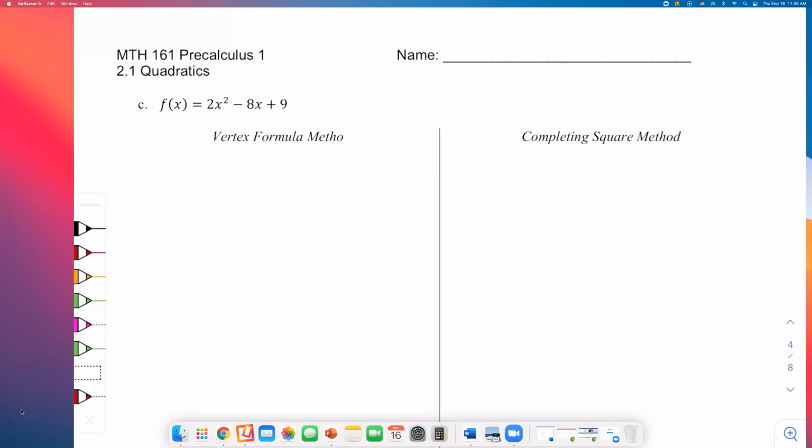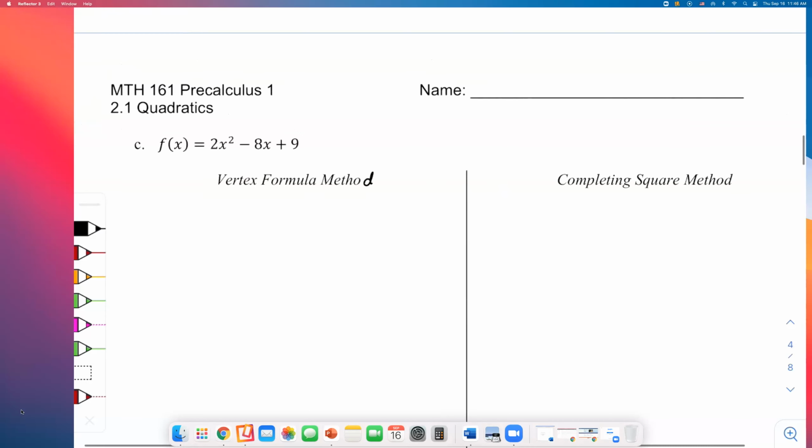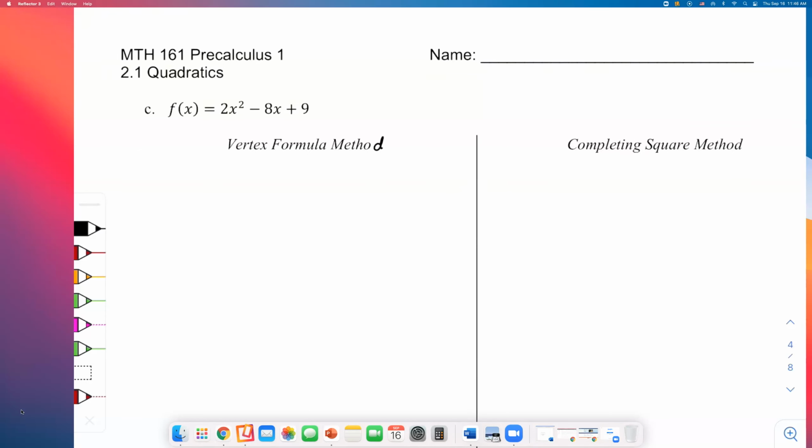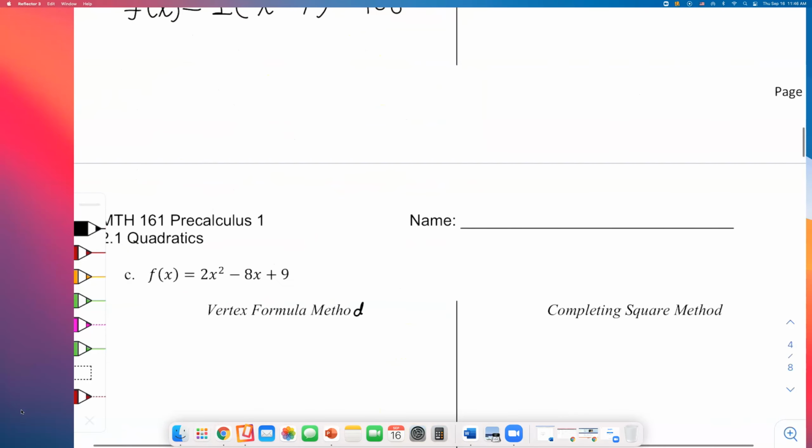Alright, I'm gonna go over the vertex formula method. I forgot to put D here. Can you please add D in your note? I'm gonna use the vertex formula method again. Did I forget D everywhere? No, it's just this one.